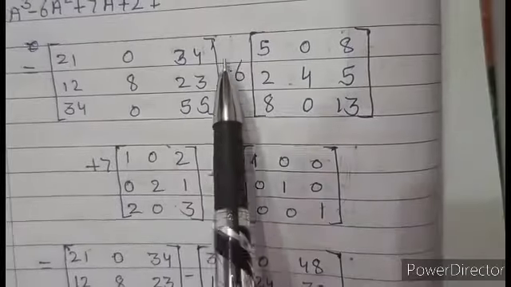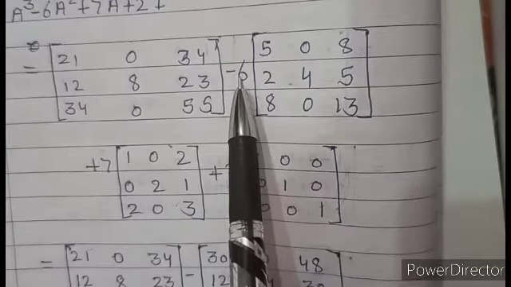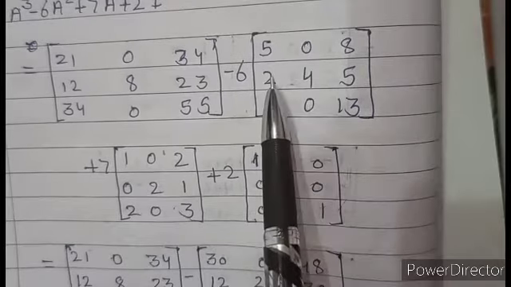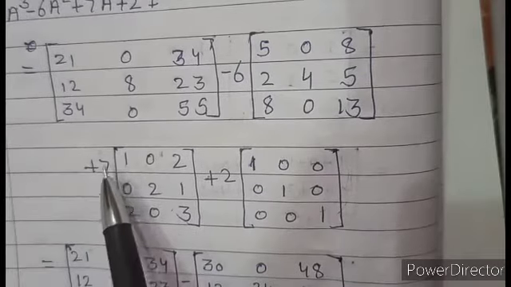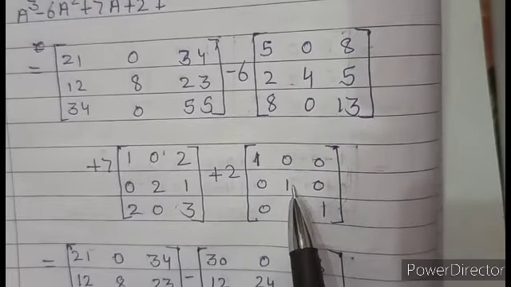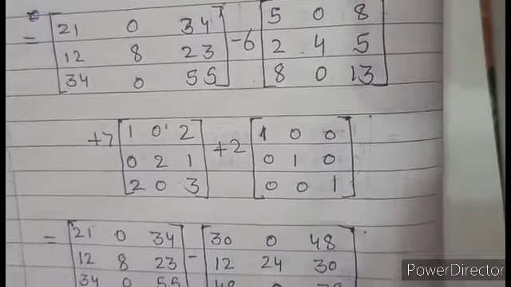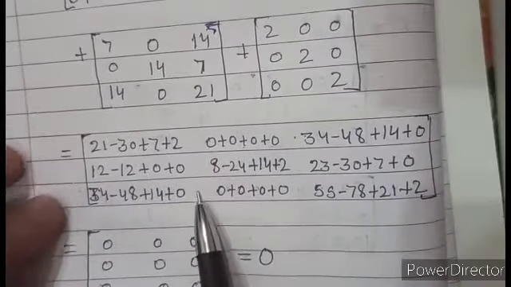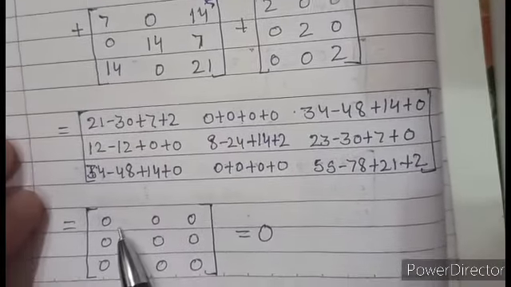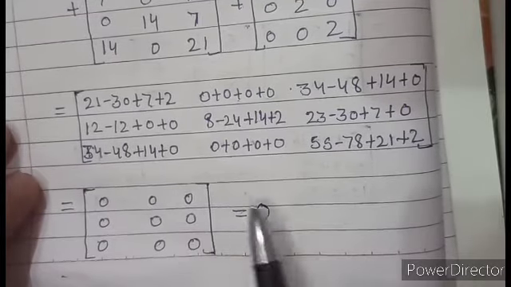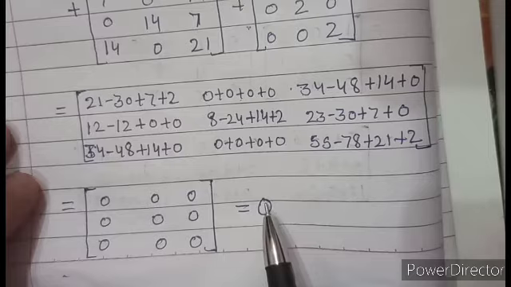Now here where a scalar is being multiplied to a matrix, the scalar will be multiplied to all its elements. Here also 7 will be multiplied to all the elements of the matrix and 2 will be multiplied to all the elements of the matrices. And after that we can find the sum and difference of the matrices, and it is giving us the answer as 0 matrix, represented by O, which was our right hand side.